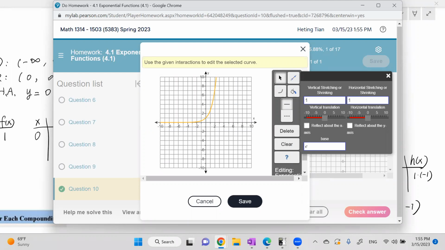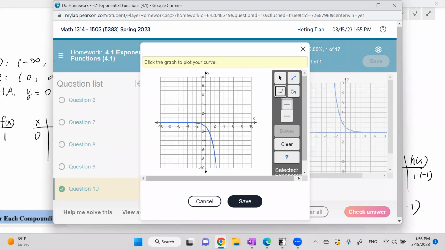And then, is there any reflection? Yes, reflection about the x-axis. The base is e, yes it is. Then I click blue. Not line 2, the exponential 2, make it into blue.